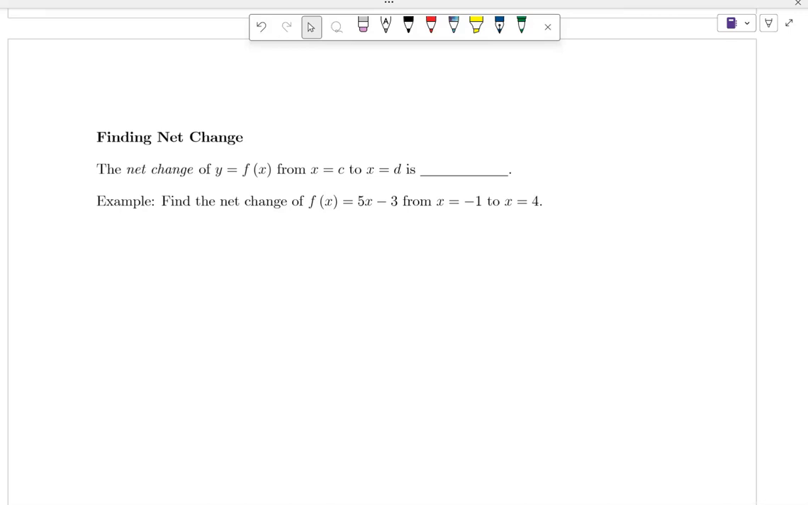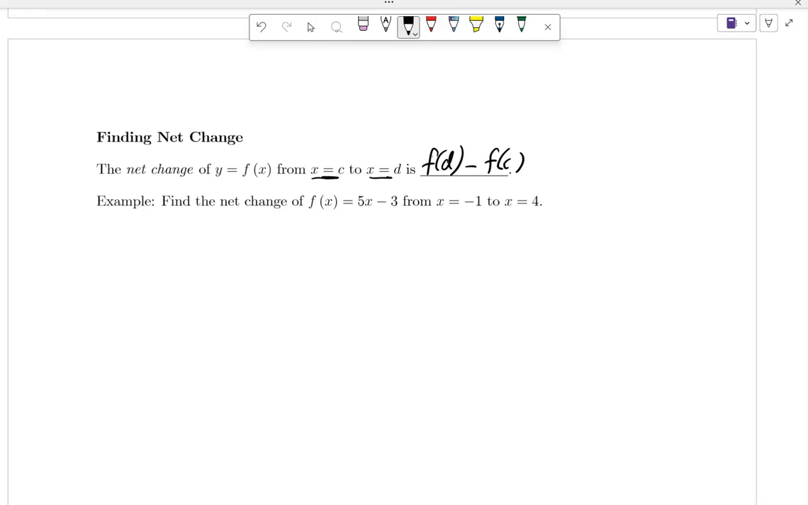30. How'd you figure that out? Yeah, 40 minus 10, right? You did where you ended up minus where you started, correct? Okay? That's exactly how you calculate average change, or excuse me, net change. You're starting at x equal to c, you're ending at x equal to d. If I want the net change, I'll plug in d into the function, I'll plug in c into the function, and I'll subtract. It's where you ended up minus where you started. That's it. Okay. That's how you calculate net change.